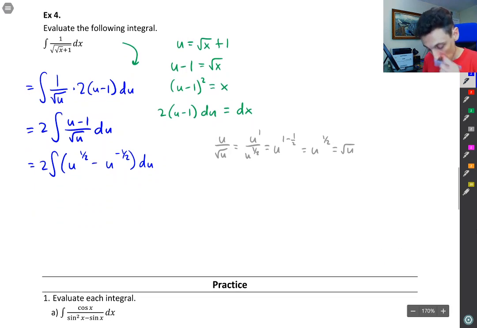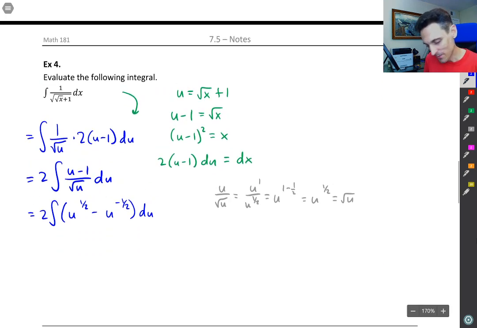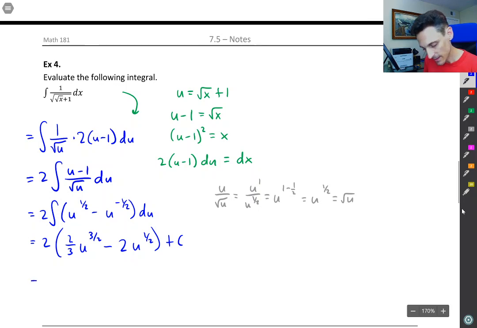All right, so then we can integrate term by term. And for this first part, remember, we add 1 to the exponent to give you 3/2, and then divide by that to give you 2/3. Then add 1 to negative a half, and you get a half. Divide by a half, which is like multiplying by 2. And then we have our plus c.